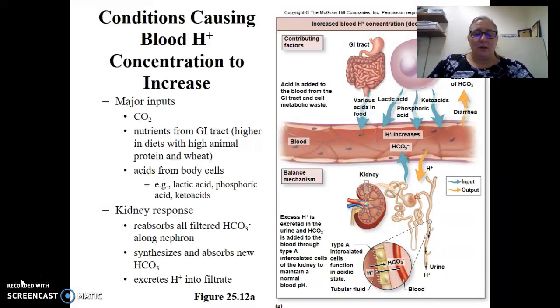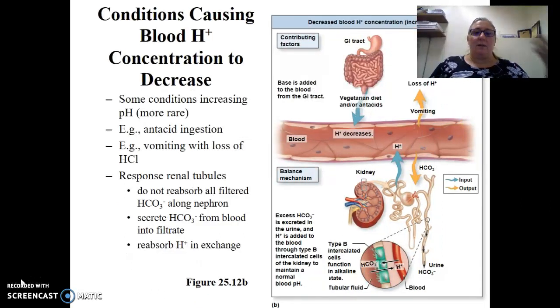So our kidneys are going to respond to this by sending the bicarbonates back into the blood and excreting hydrogen ions. They're also going to produce new bicarbonate ions. That is going to increase our pH back to where it's supposed to be. This is a lot more common than having an increase in pH, which would be this one.